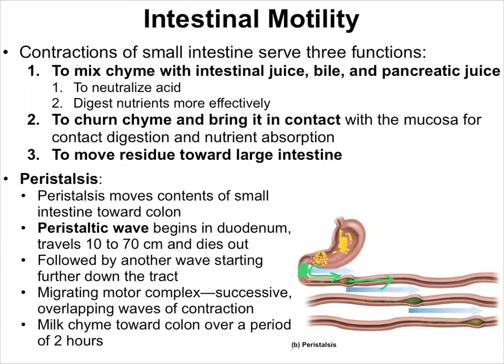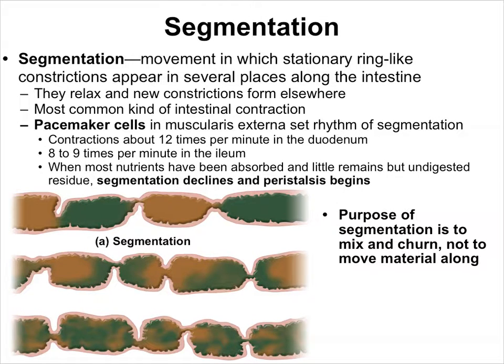And then you'll have another wave that starts here and moves further down, and then another wave that starts here. And so you move things down by one segment at a time, basically. You have successive overlapping waves of contraction that kind of milk the chyme towards the colon. This whole process of moving food through the small intestines takes about 2 hours.